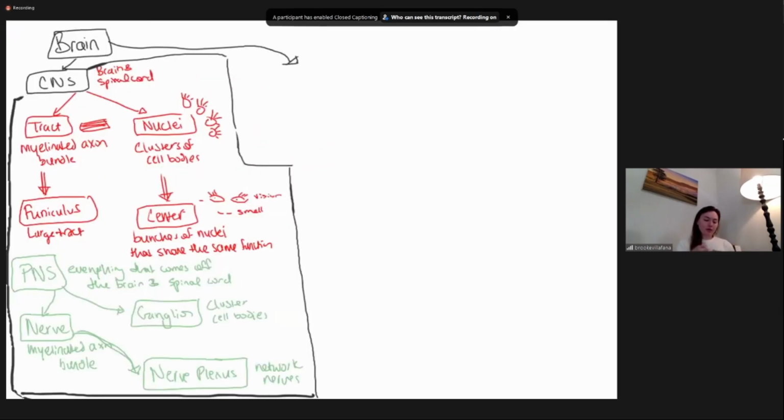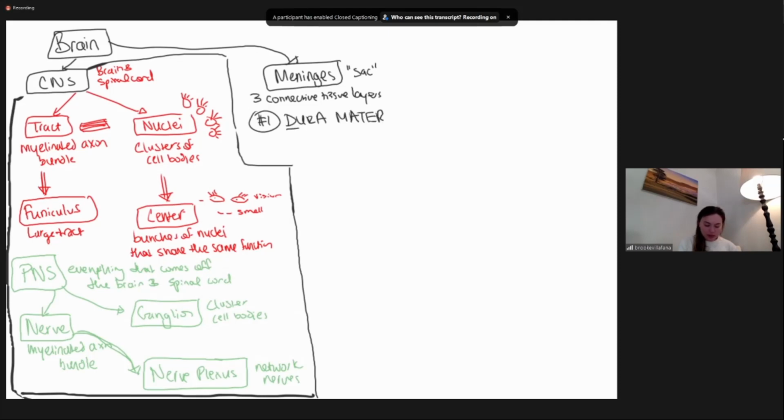Then we have the protective covering around the brain, the meninges. This is the same as the sac around the brain. Remember, we have like the sac around the lungs, the sac around the heart. This is the sac around the brain. So it's 3 different connective tissue layers. We have our outside, which is called the dura mater. You could think of it, it kind of sounds like it's durable, right? And you would want your outside layer to be durable.